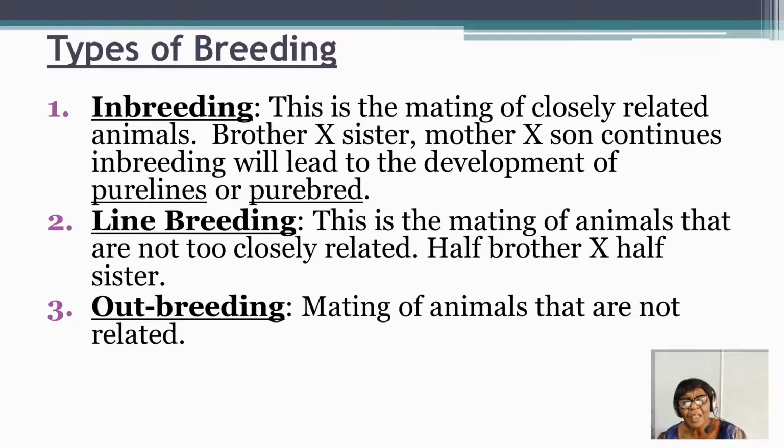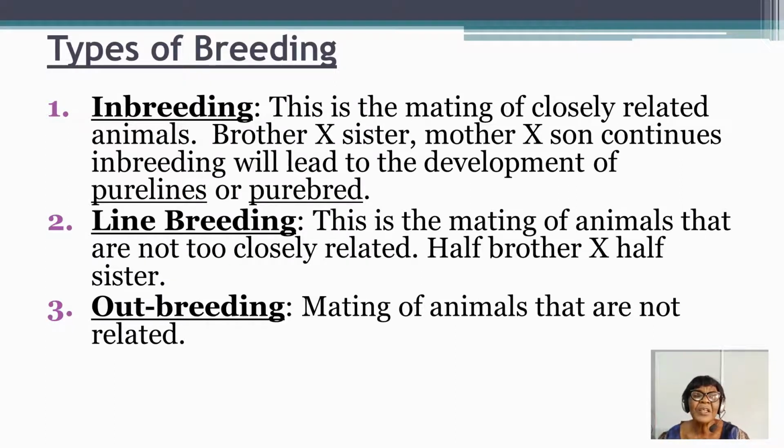a brother and a sister, because they are born by the same mother, or a mother and the son, when you mate two of them to produce an offspring, that is inbreeding. So inbreeding is the mating of closely related animals. For example, a brother and a sister in animals, or a mother and a son in animals.